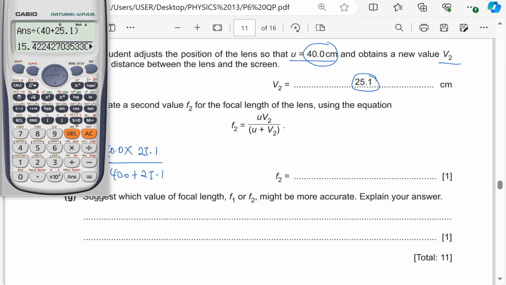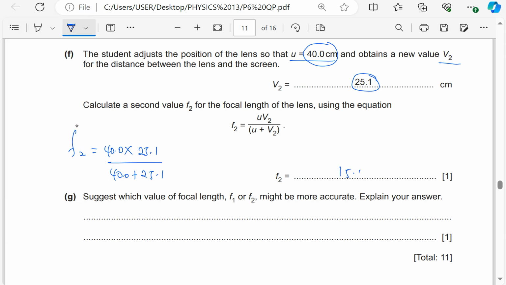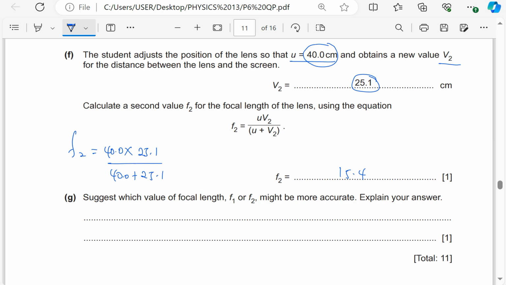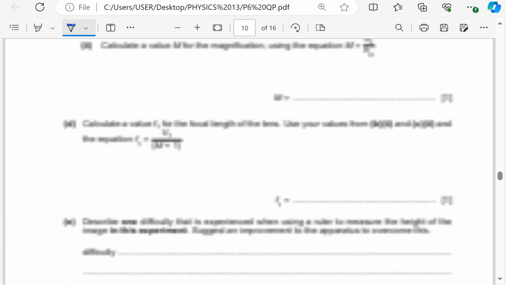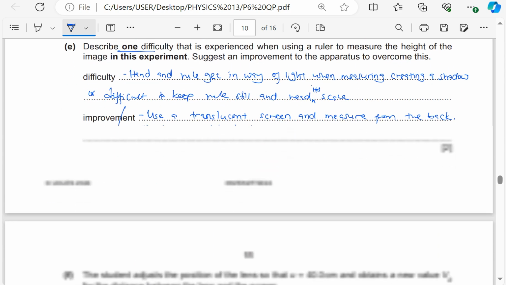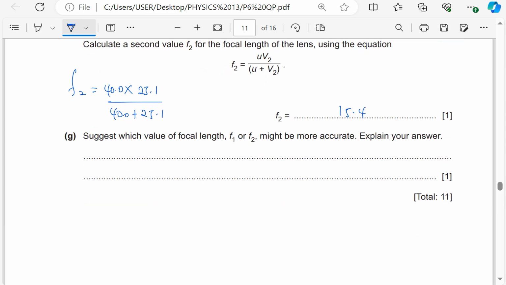So this is giving me 15.4. So F2 is 15.4 centimeters. Let's check again what was F1, 16 centimeters. Okay. Suggest which value of focal length, F1 or F2, might be more accurate.